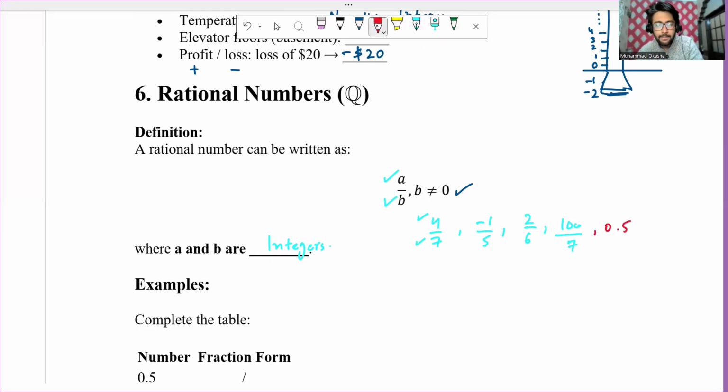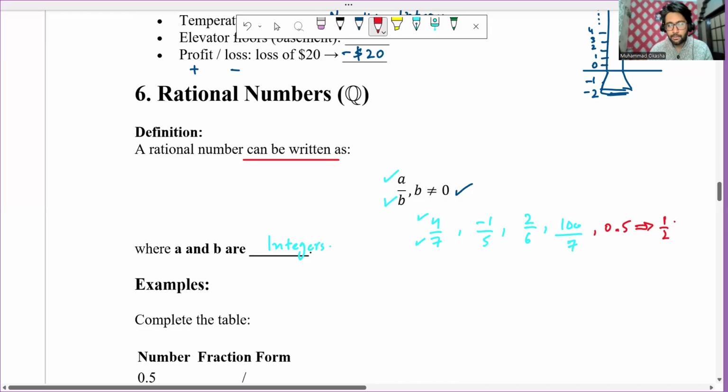0.5. It doesn't look like an integer, right? But if you focus on the definition, the definition says a rational number is a number that can be written as a fraction. It doesn't always have to be a fraction, but you can convert it into a fraction. Okay, so 0.5, I can also write as a half, 1 by 2. Now, it looks like a rational number, right? Because we have an integer on top and an integer at the bottom. Okay. So rational numbers are not always fractions, but they can be written as fractions such that you have an integer at the top and an integer at the bottom.